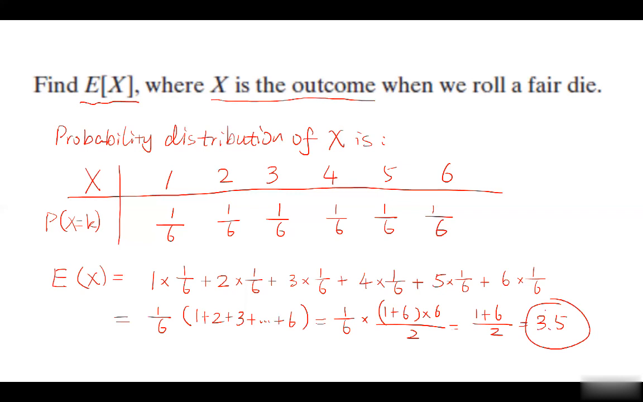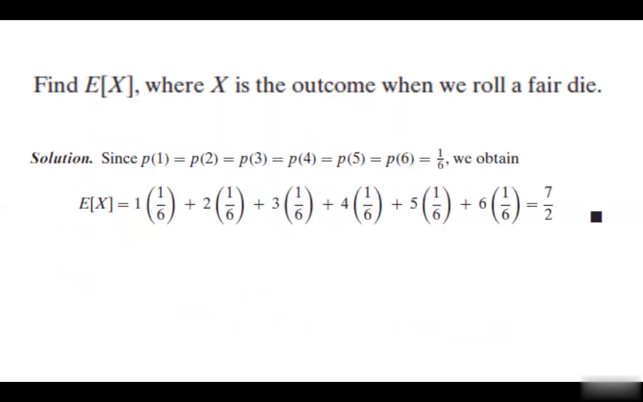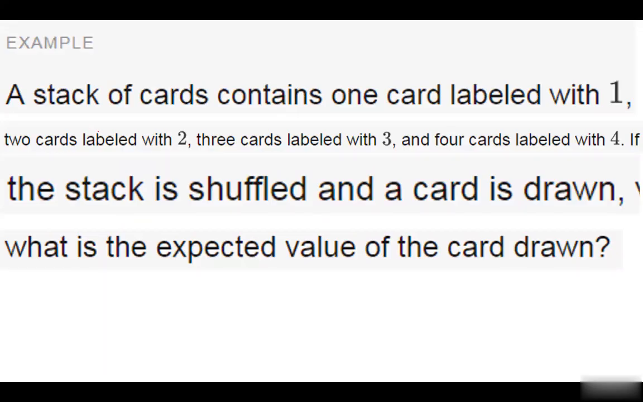So what does 3.5 mean? That means if you roll a fair die, sometimes you get a higher number, sometimes you get a lower number, but on average, you will get 3.5, right? Okay, do you have any questions? No? Okay, and I'll leave the rest of the question for you to solve by yourself.